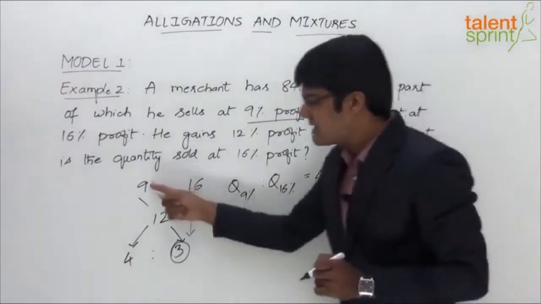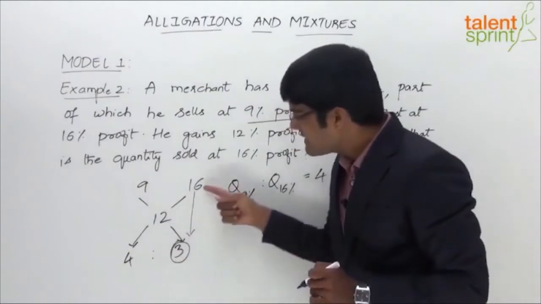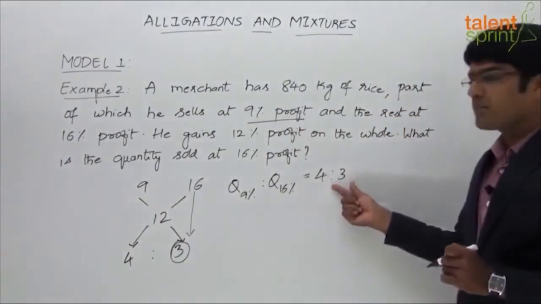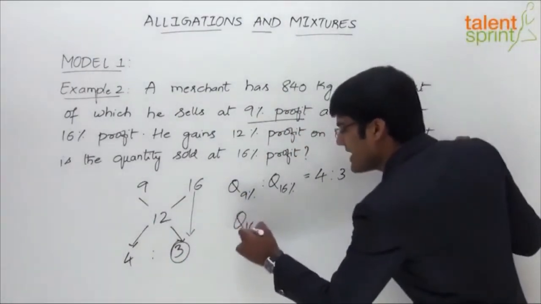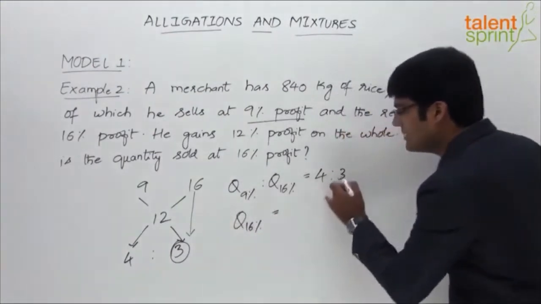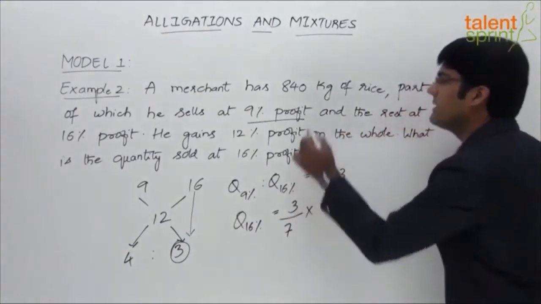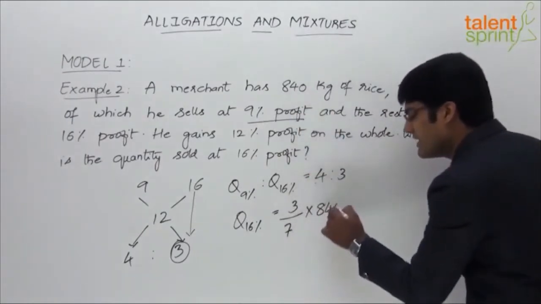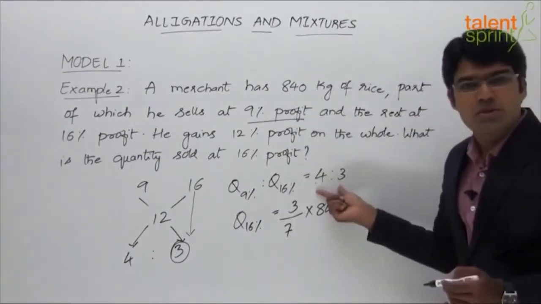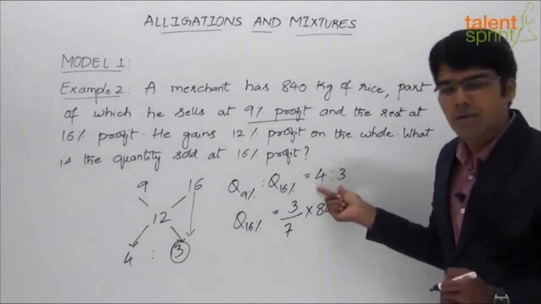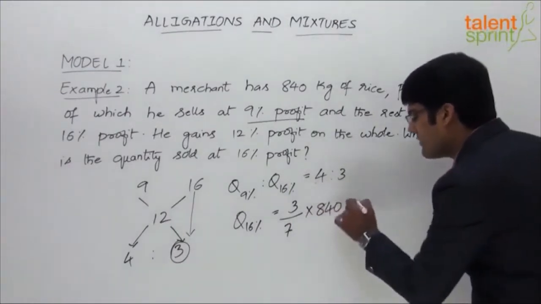Yes or no? This is at 9% profit, 4 parts, and 16% profit is 3 parts. Now the quantity which has been sold at 16% profit will be equal to 3 parts out of total 4 plus 3, 7, multiplied by the total quantity, which is 840 kgs. This is the basics of ratio and proportions which you have discussed in that topic. So 3 by 7 into 840.